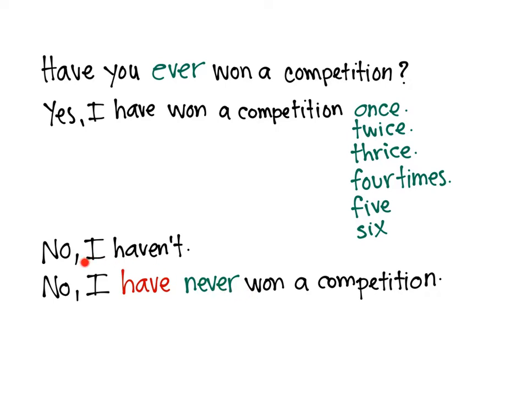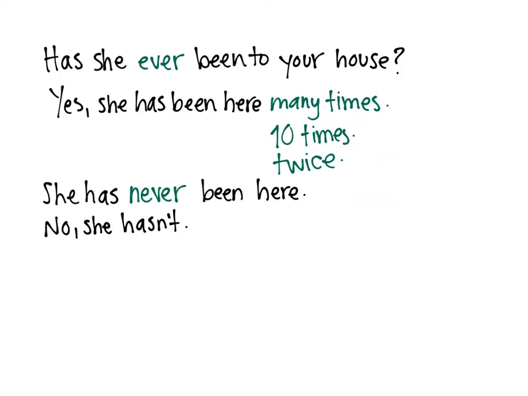If you want to use a negative, you have to write haven't. But if you want to write about never, the auxiliary has to be in affirmative form because never means not even once. Let's check another example. Has she ever been to your house? Yes, she has been here many times, 10 times, twice. Again, we don't say exactly when and we don't tell any further information. Another option is she has never been here, or no, she hasn't.